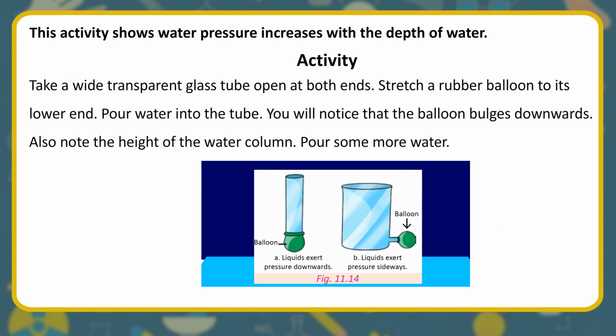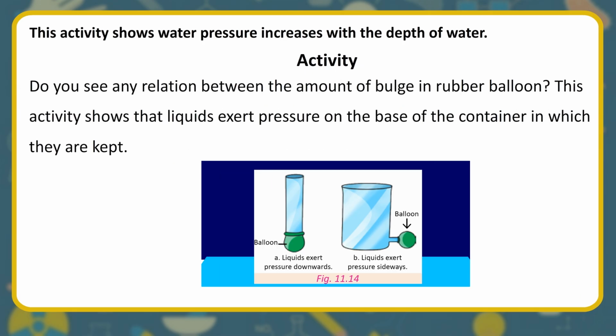Activity. Take a white transparent glass tube open at both ends. Stretch a rubber balloon to its lower end. Pour water into the tube. You will notice that the balloon bulges downwards. Also note the height of the water column. Pour some more water. Do you see any relation between the amount of bulge in the rubber balloon and the water? This activity shows that liquids exert pressure on the base of the container in which they are kept.